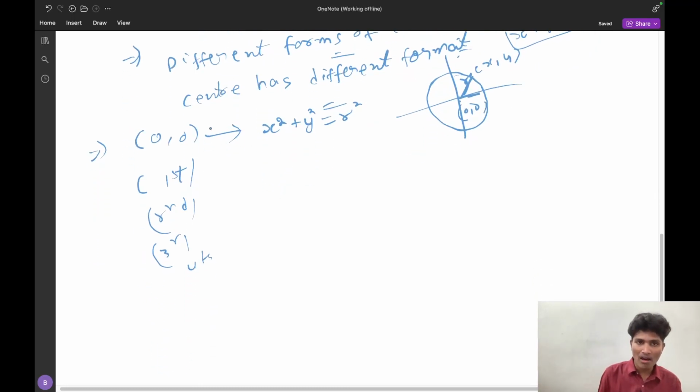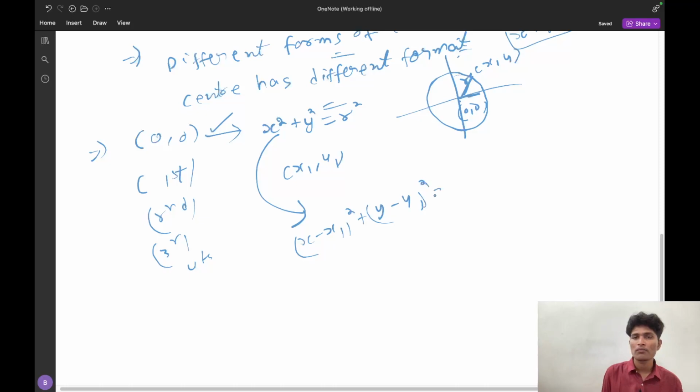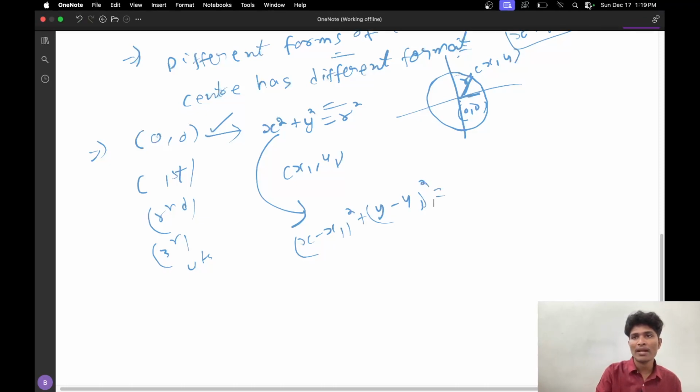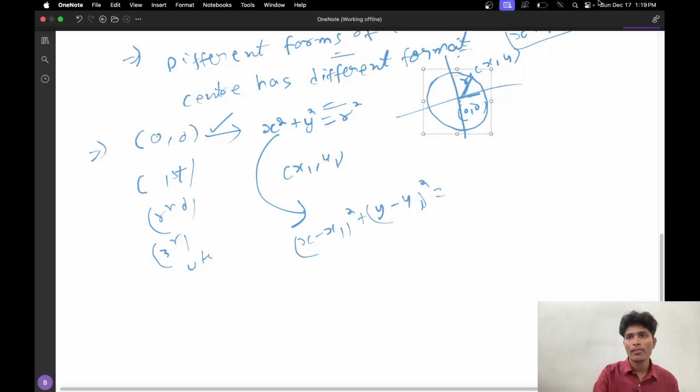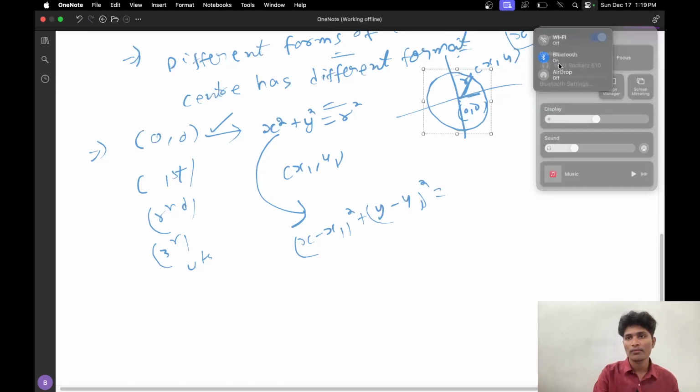And if the center is not the origin and the center is x1 comma y1, then how is the equation changing? The equation just changes to x minus x1 whole square plus y minus y1 whole square equal to r square. Like this it is changing.